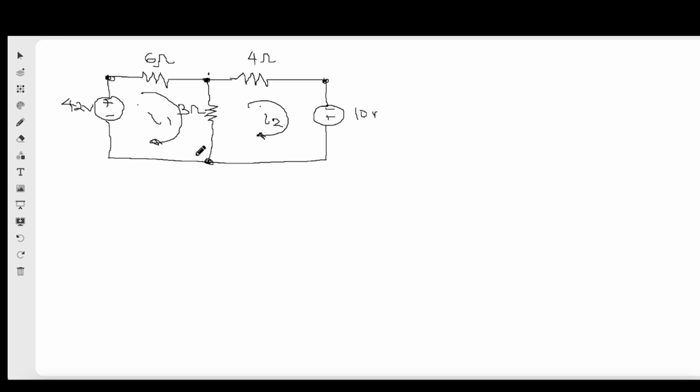Of course, we apply KVL at each mesh. Remember, in nodal analysis, we apply KCL at each node. Another difference between nodal and mesh analysis is that there's nothing like a reference mesh here. Everything is a mesh, and there's no difference between any mesh. So we have two meshes, and therefore we should be expecting two independent equations, right? Two independent equations.